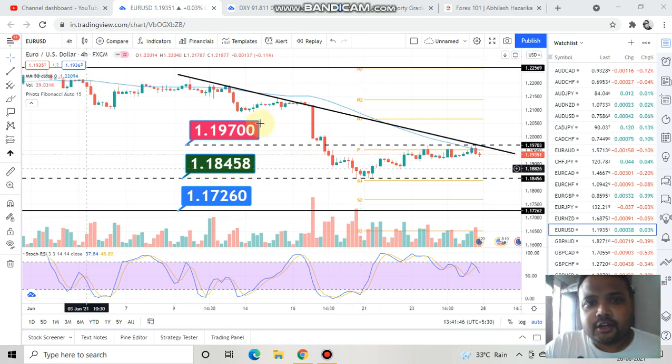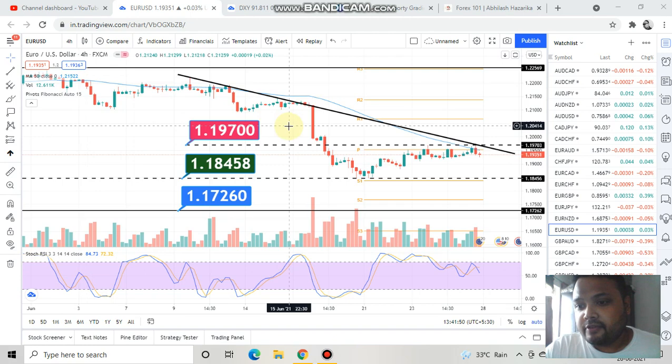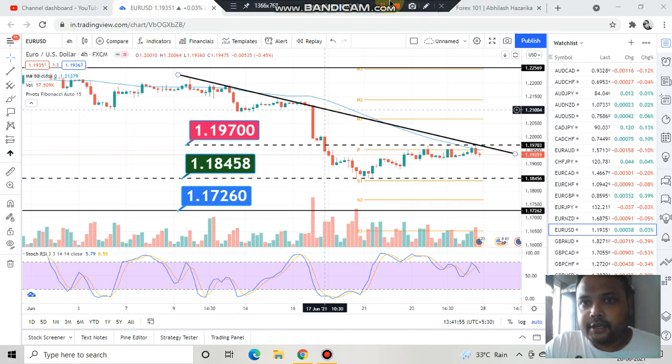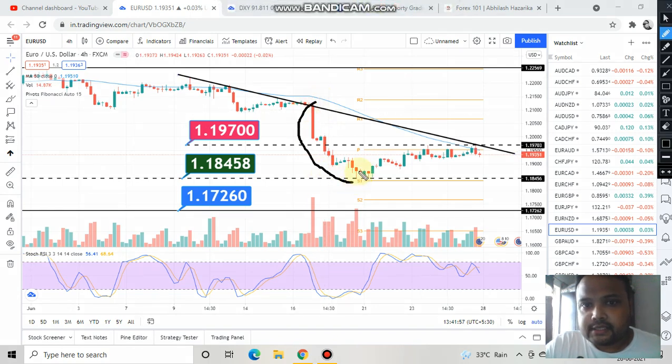So this is the 4 hours chart of Euro USD. Yes, I'm in my favorite 4 hours time frame. As we all know, after the huge fall 2 weeks ago, market tried to recover this week, but there was not much volatility or movement in the market.